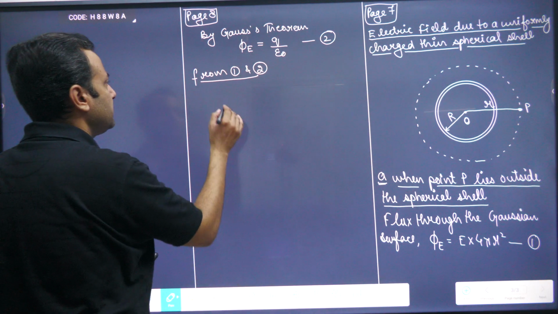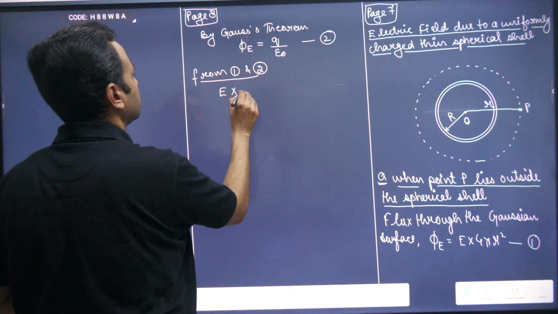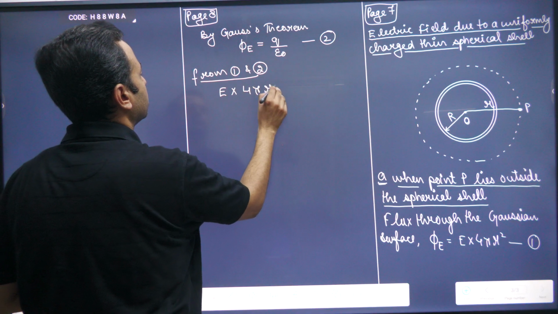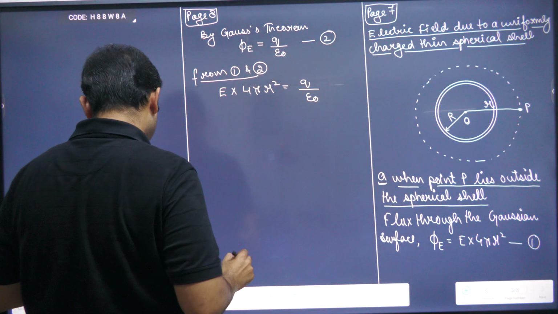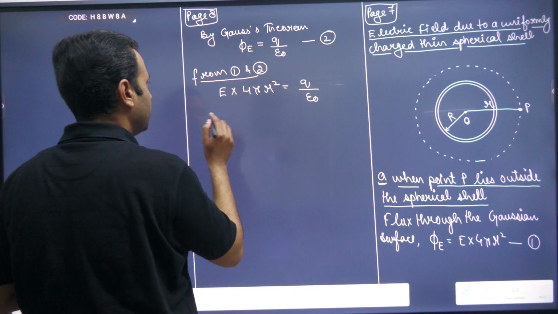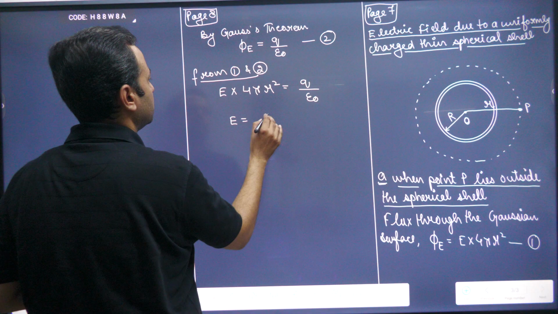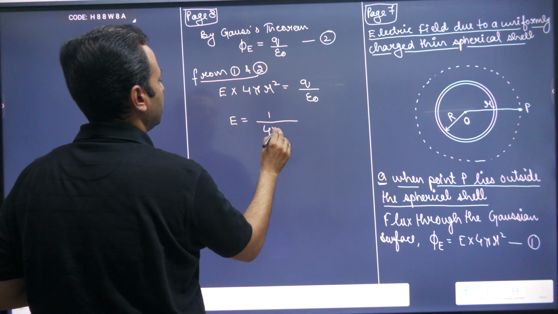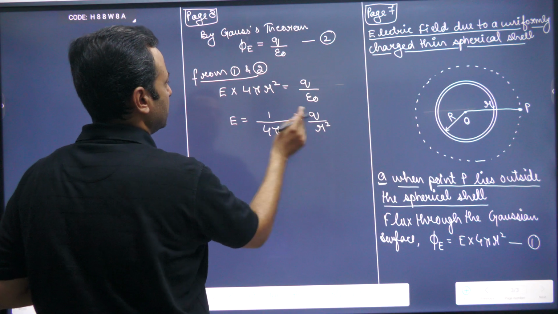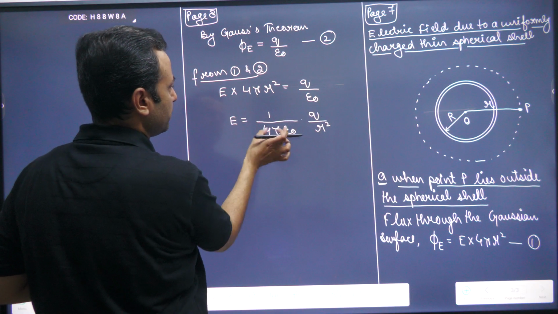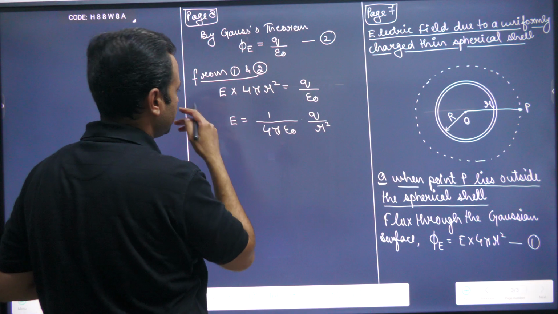From first and second, E into 4 pi r square is equal to Q upon epsilon naught. So E is equal to 1 upon 4 pi epsilon naught Q upon r square. 4 pi will come here, 1 upon 4 pi epsilon naught Q upon r square.